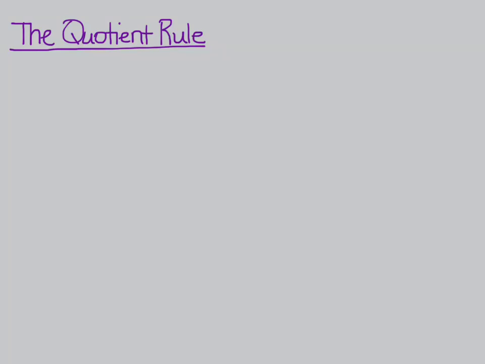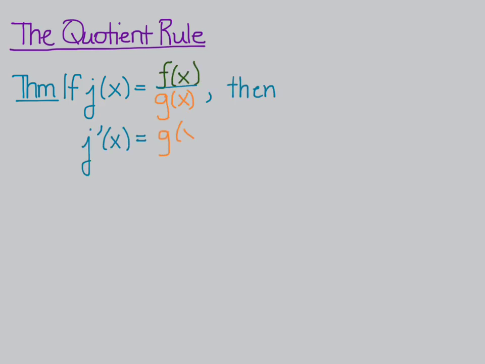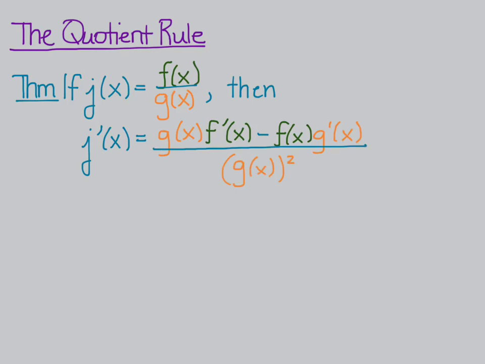The following video is on the quotient rule. The quotient rule says that if we have a function j of x, which is given by f of x over g of x, then j prime of x is g of x times f prime of x minus f of x times g prime of x, all divided by g of x quantity squared.